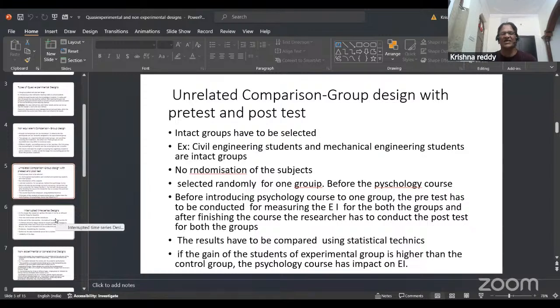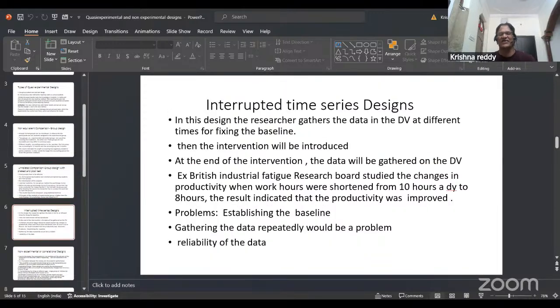This is known as unrelated comparison, because the groups are unrelated: one is civil engineering, the other one is mechanical engineering, right? So that way they are not related. Their stream is different from the other one.